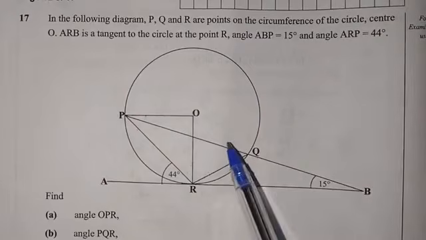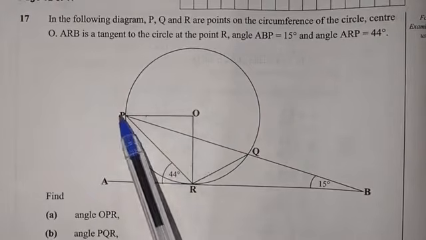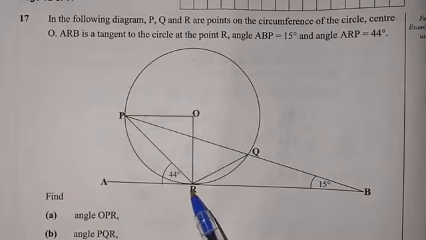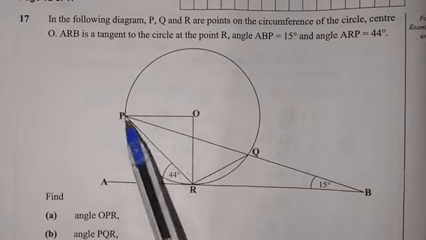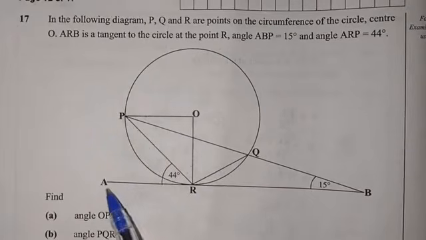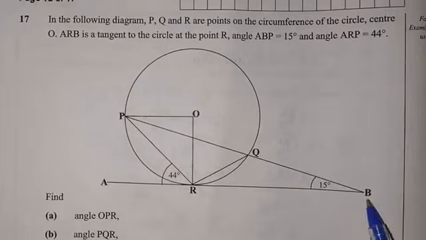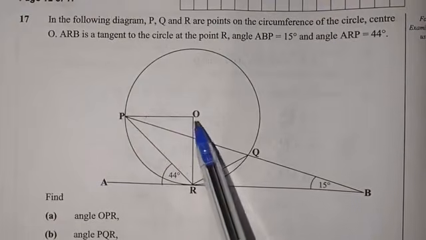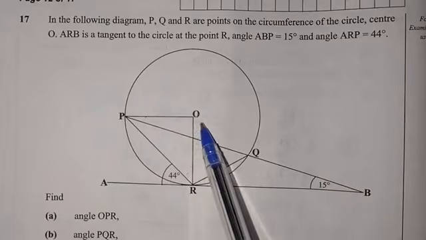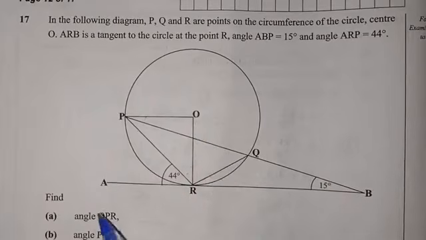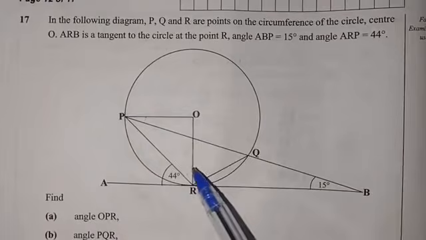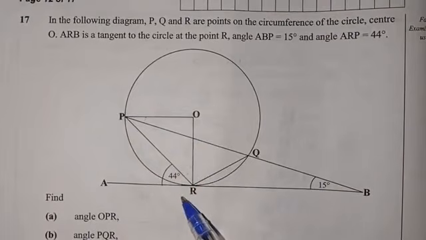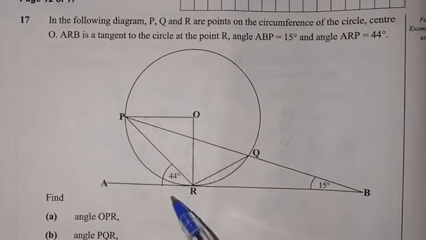So this is the diagram showing the points P, Q, R. Okay, so these are points on the circumference of the circle. Then we have the tangent AB at point R. Okay, then O is the center of the circle. So now, before we even look at these questions, we can try to identify some of the properties of circle theorems that are going to apply here.